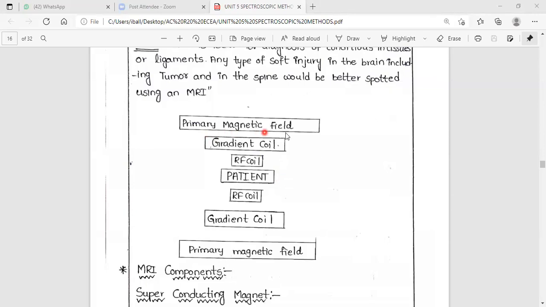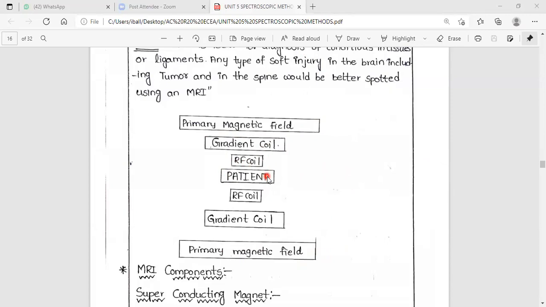I'm repeating. MRI analysis involves the primary magnetic field. You see here, these are the magnetic field. The primary magnetic field is followed by the gradient coil, then the RF coil, then followed by the patient. When the patient enters the magnetic field, there is some resonance. I'm repeating, there is some resonance from the patient's abnormal part.